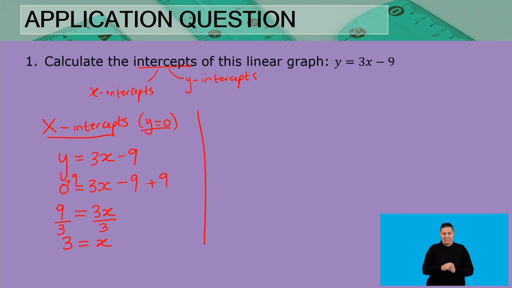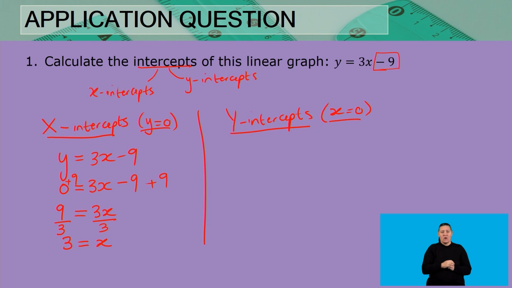And that is the x-intercept for this linear graph. What about the y-intercept? Of course, we know that the y-intercept we can see from our equation, which is negative 9. But remember, you can calculate the y-intercept as well. So how do we calculate the y-intercept? We know that x is equals to 0.